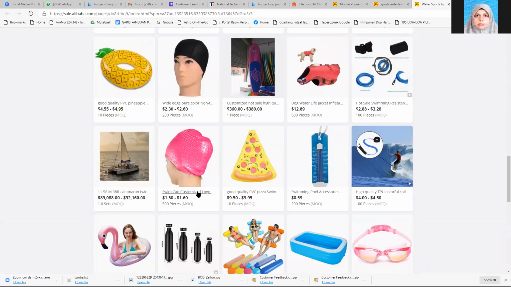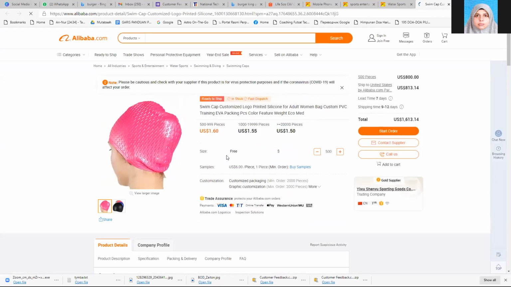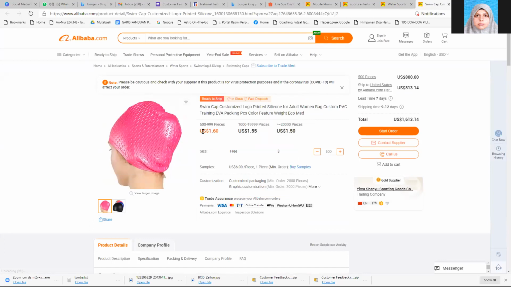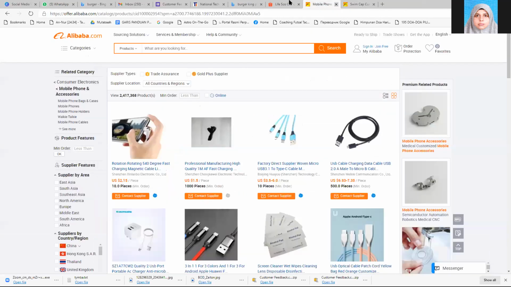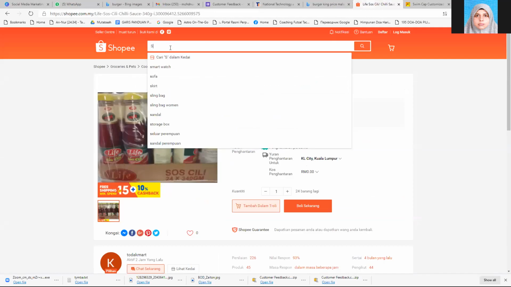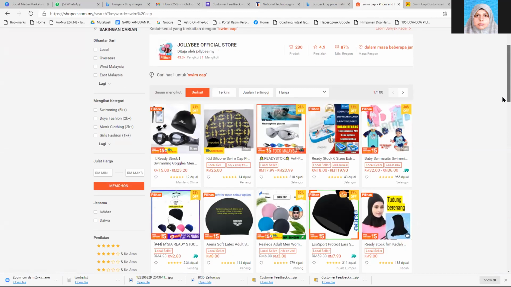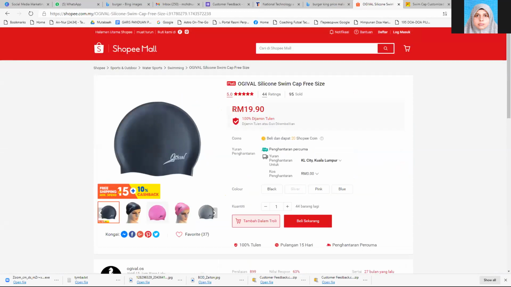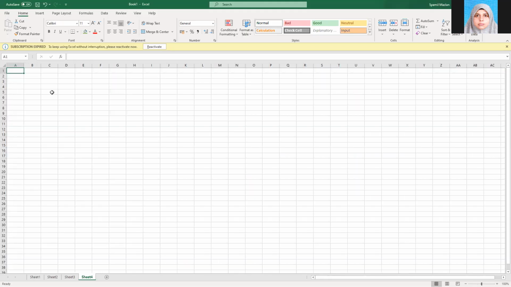Swim cap. Okay, do you know about the swim cap, right? Any of you usually swimming? Okay, for example, this is the cost price. I want to sell a swim cap. So let me see in Shopee how much the price for a swim cap is. Okay, swim cap. How much they are selling the swim cap for is 19 ringgit and 90 cent. Wow. Okay. So this is what we want to practice on, the swim cap.